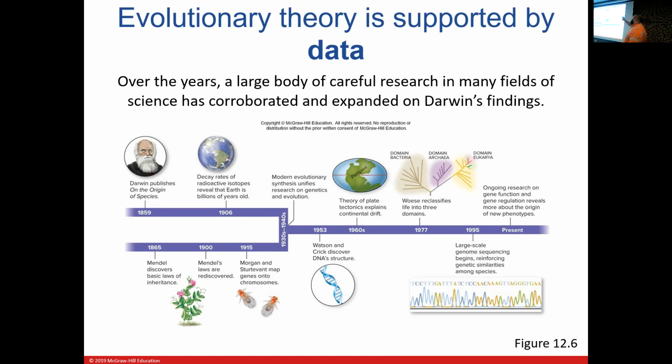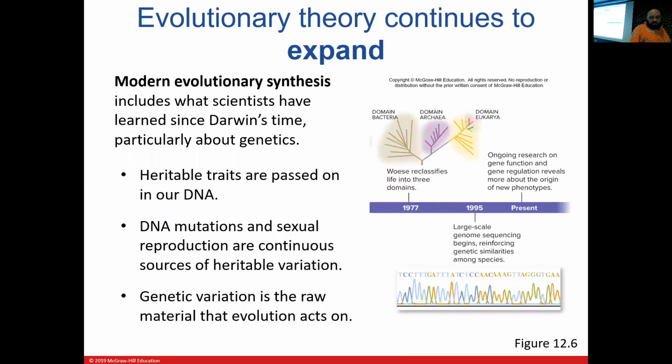Now, all of this evolutionary theory is supported by data. So over years, a large body of careful research into many different fields of science has corroborated and expanded on all these findings to definitively say, yes, evolution is happening. It's happening on both a micro scale and a macro scale, and it's pretty easy to follow. However, this theory continues to expand today.